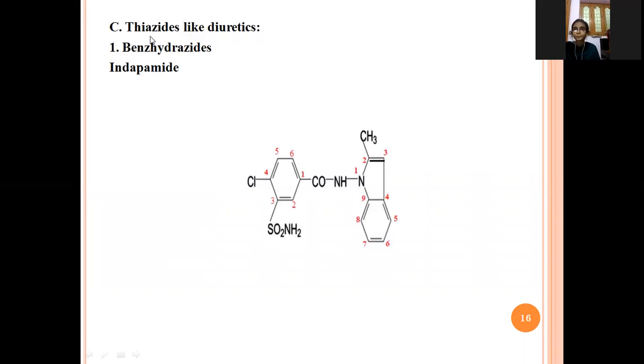Next, thiazide-like derivatives. In this benzhydrazide, the first drug is indapamide. If you see the structure here, this is the phenyl. For the phenyl, in the 3rd position the sulfonamide group is attached, and here the chlorine group is attached, and here the carboxyl and amide group is attached. To this amide group, the indole structure is attached. To the indole, at the 2nd position, the methyl group is attached.